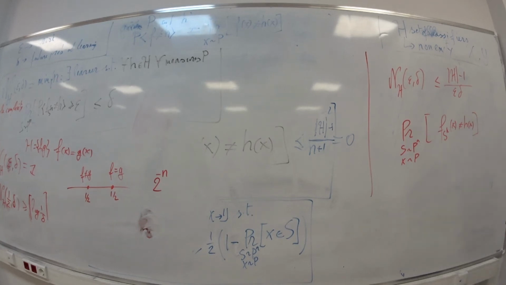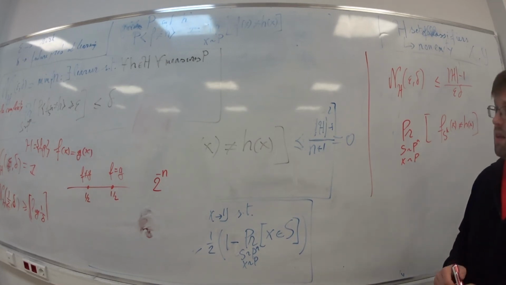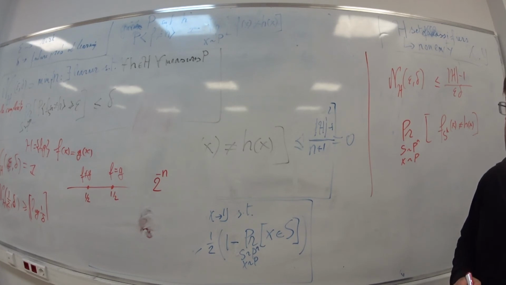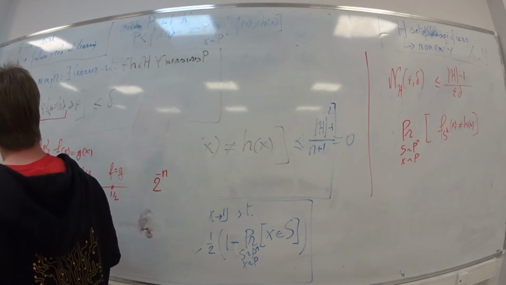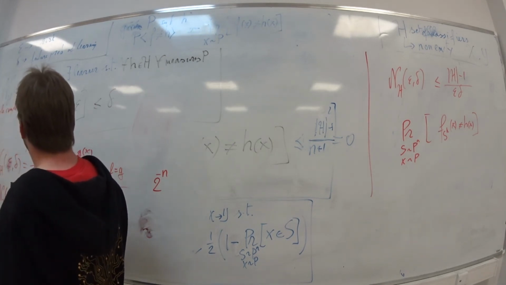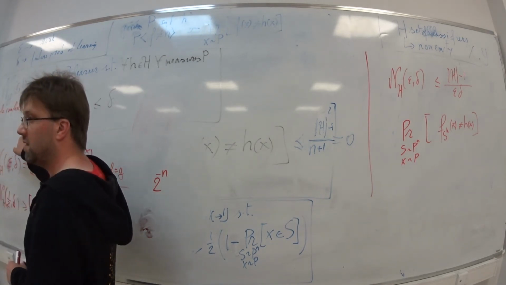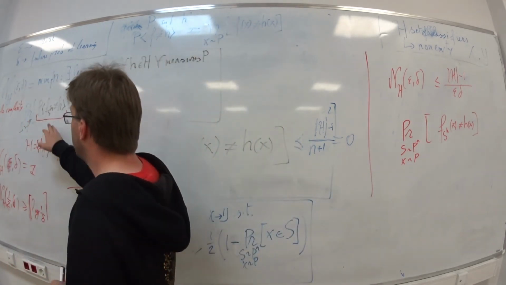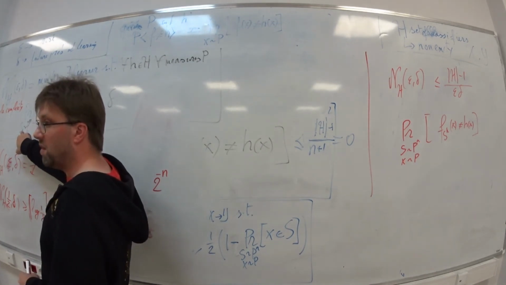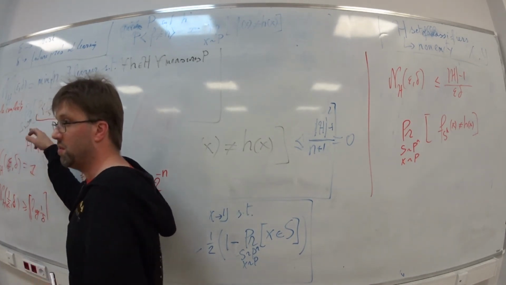Okay, so how do we prove this? Well, we apply Markov inequality. We view this as a random variable. It's a random variable that depends on S. And now we know that the expected value of this random variable is at most 1 over n plus 1.